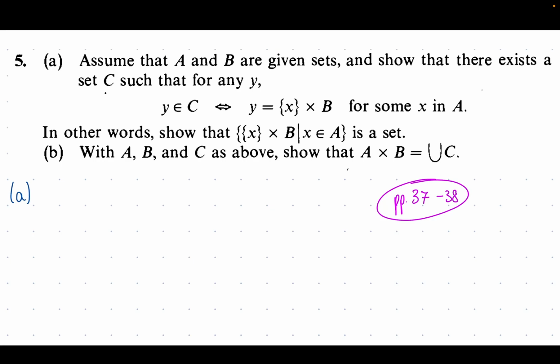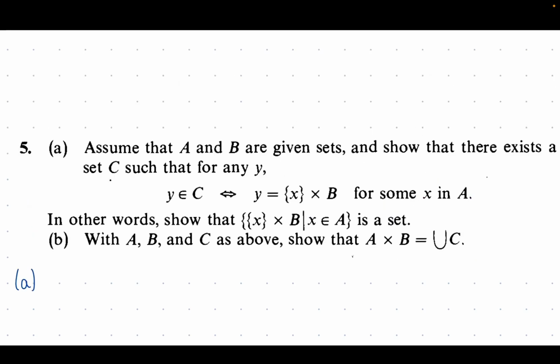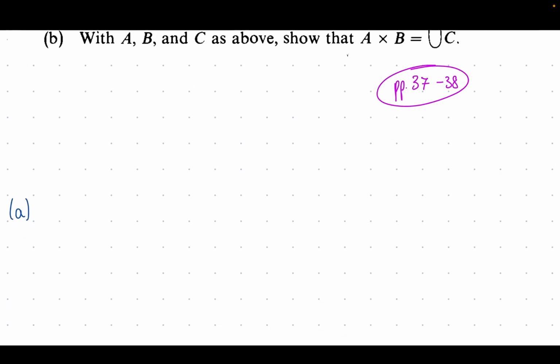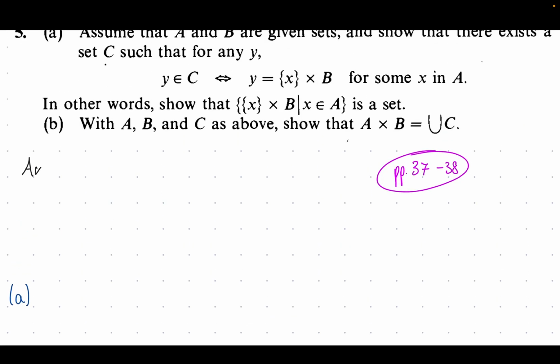Right, and the approach that Enderton uses is the subset axiom, and in particular he finds a larger set of which his desired set is a subset. I'm just going to move this down. In particular, he shows that A cross B is a subset of, I think, the power set of the power set of A union B.